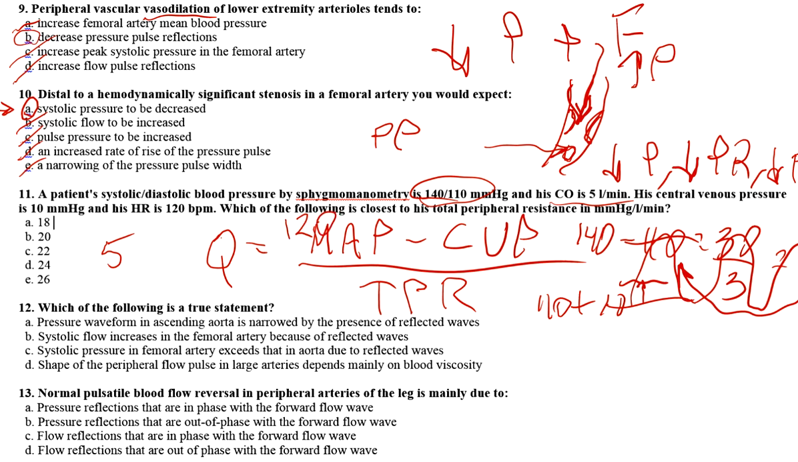Let's see, then we have central venous pressure, which is this right here. So we'd put a 10 for here. And then this is what we're trying to solve for. Okay, so we did not need this number. That's just there for the fun of it.